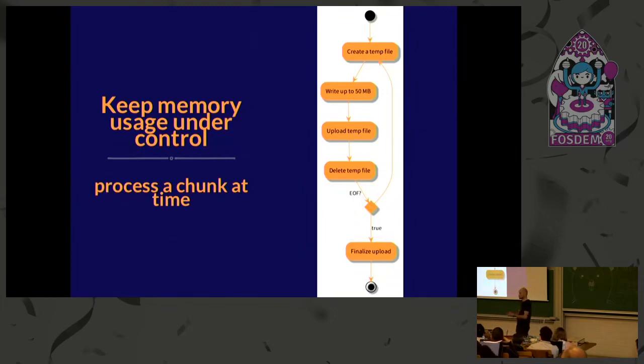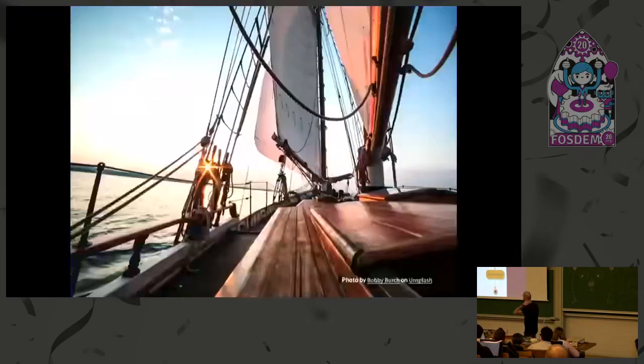Then we upload that temporary file as a part of the multi-part upload. We delete the file so that we keep also the disk usage under control, and we check: are we done? No. Go back to the beginning. Right, temp file, write, upload, delete. Once we reach the end of the incoming stream, so the request body, we say, OK, we're done, and we send the finalize call. And that's it.